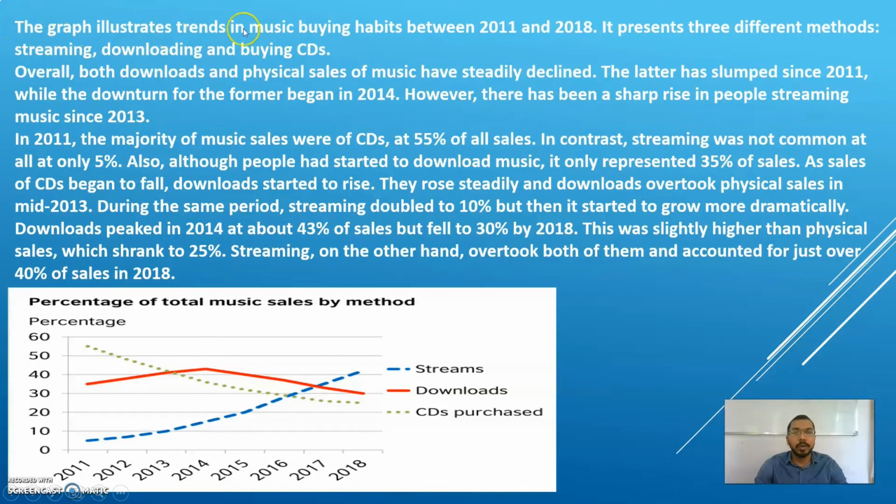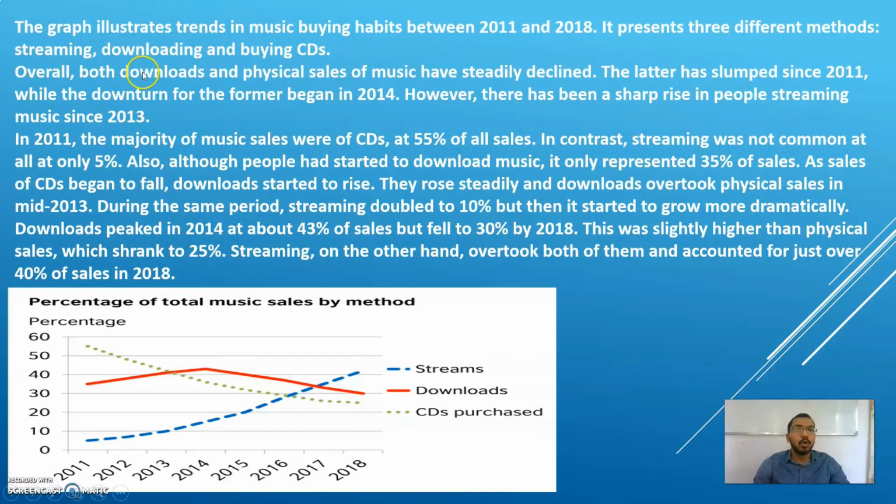The graph illustrates trends in music buying habits between 2011 and 2018. It presents three different methods: streaming, downloading, and buying CDs. This is the first part of your format, that is the introductory part. Okay? You only introduced what is there in this particular graph.